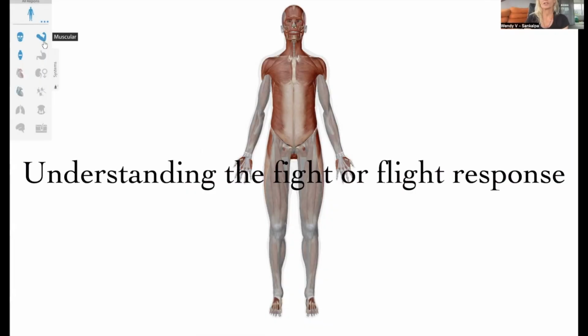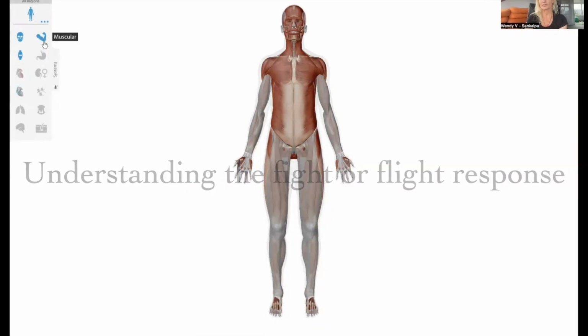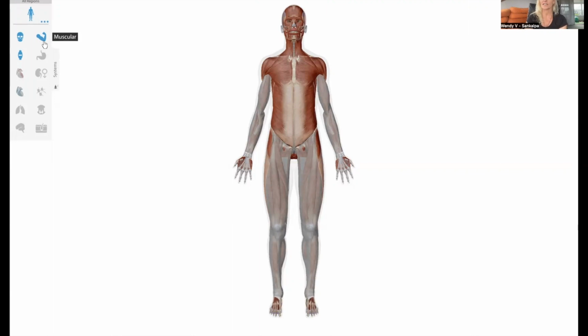So I'm just going to share with you a little bit about the fight or flight response, so we get a bit of an understanding how some of the movements, some of the practices that we're sharing here will benefit you in regulating your nervous system and regulating your fight or flight response.